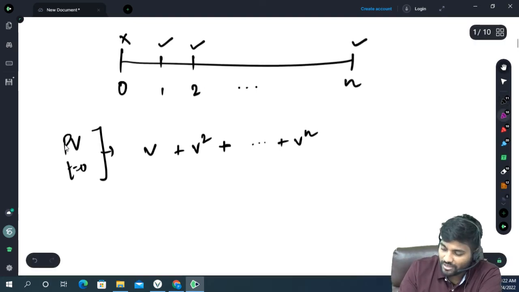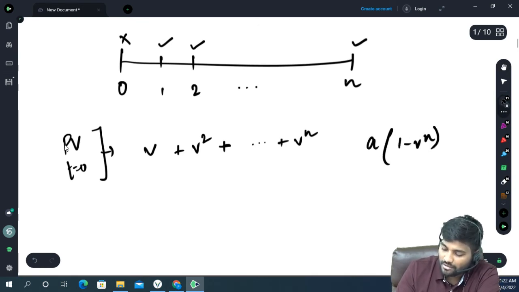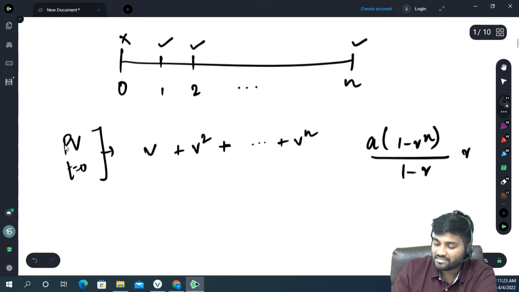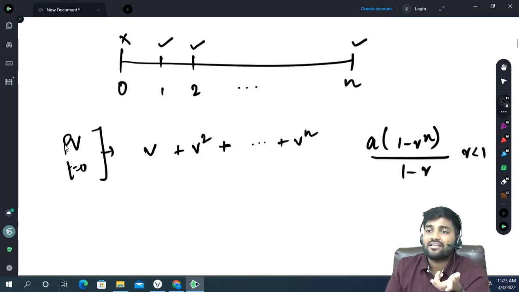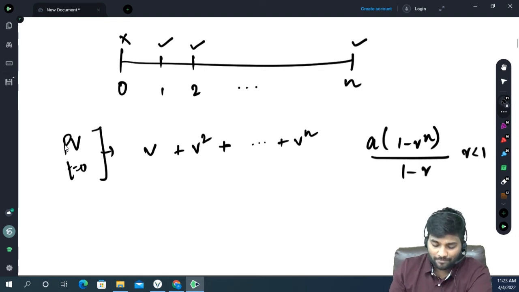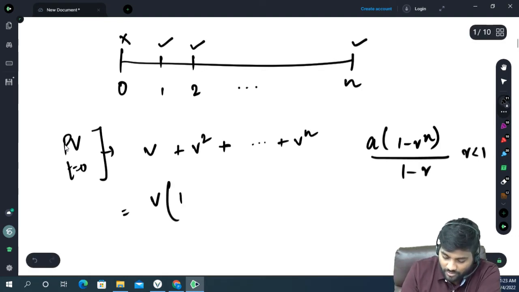So, what is the formula? a into 1 minus r to the power n by 1 minus r, if r is less than 1. So here V is less than 1 unless there is a negative interest rate. Right? V is 1 by 1 plus i. So if there is a negative interest rate, then only it will be greater than 1, or else it will always be less than 1. So V into 1 minus V to the power n by 1 minus V.